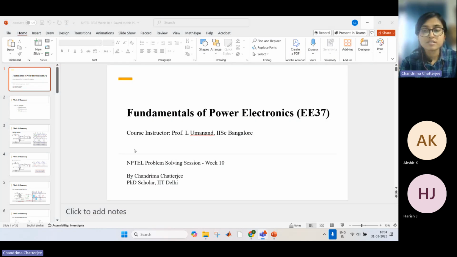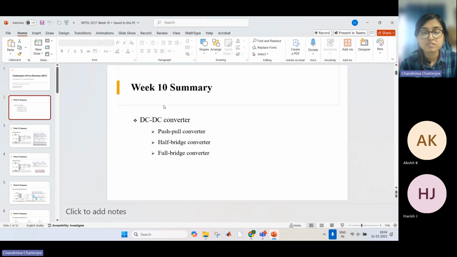So, today is the 10th week of Fundamentals of Power Electronics tutorial session. Today, we shall discuss some DC-DC converters. We have already discussed the non-isolated DC-DC converters like buck converter, boost converter, and buck boost converter. And we have also discussed some isolated converters like the forward converter and the flyback converter.